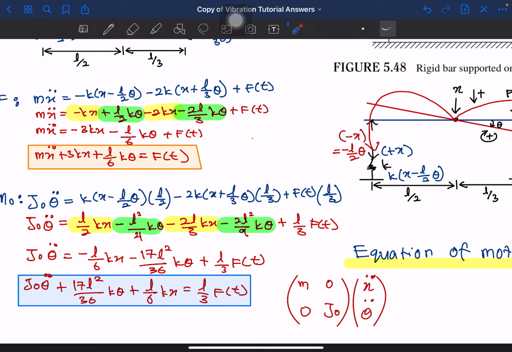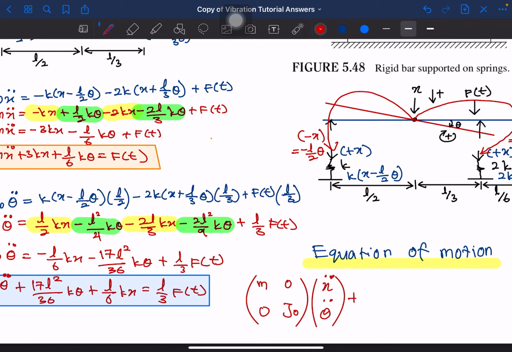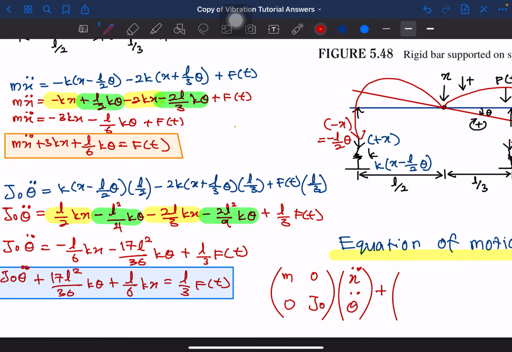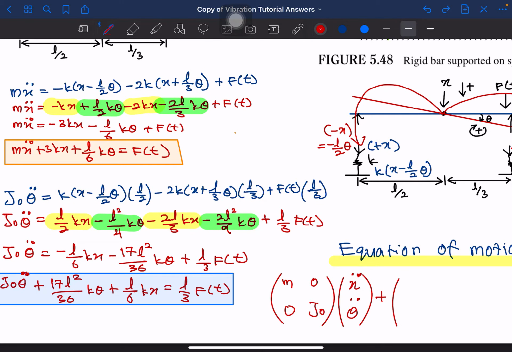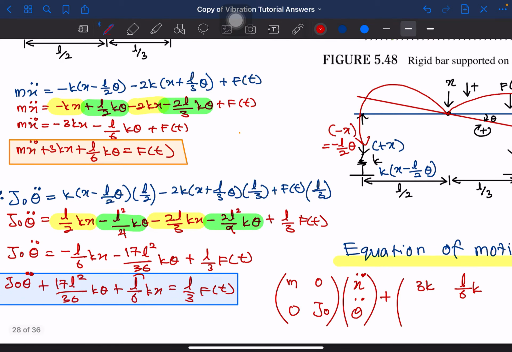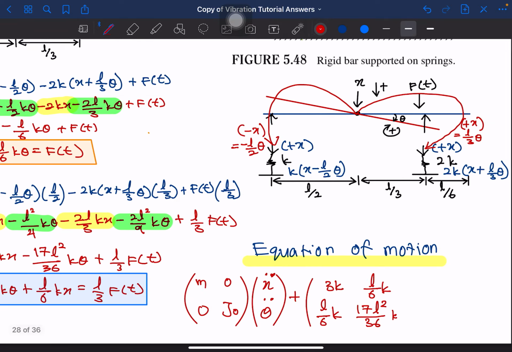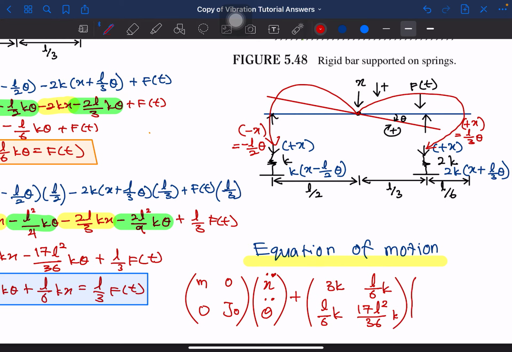Okay, so this is your mass matrix plus your spring matrix. Your spring matrix, from the first equation, for the first row, for x you have 3k. For theta you have L over 6 k. For the second row, your x is L over 6 k, and your theta is 17 L square over 36 k. Okay, so this is x and theta.